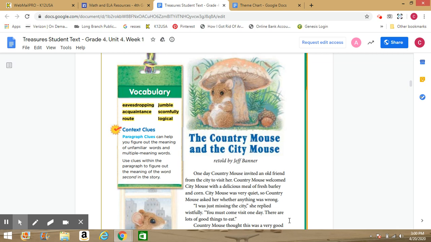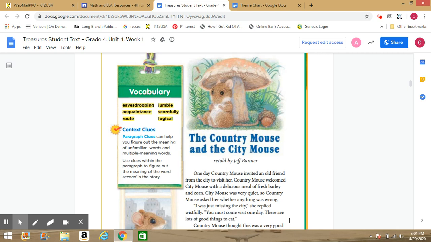We've talked about theme before, and we know that the theme of a story is the lesson learned. When we want to figure out the lesson that we can learn from the story, we look at the words and the actions of the characters and think about what happened to the characters in the story that is teaching us an important lesson about life. So I'm going to reread The Country Mouse and the City Mouse again, and then we are going to talk about some of the details that help us determine the theme.